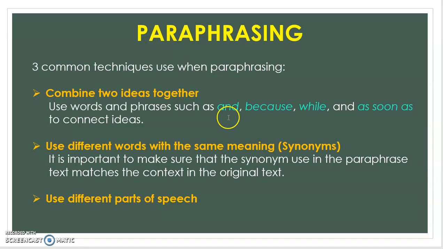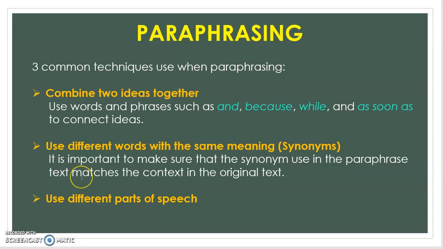Basically, these words and phrases, and, because, while, and as soon as, are what we call conjunctions. Conjunction words and phrases are used to combine two or more ideas together. And then the next technique would be using different words with the same meaning. In other words, synonyms.